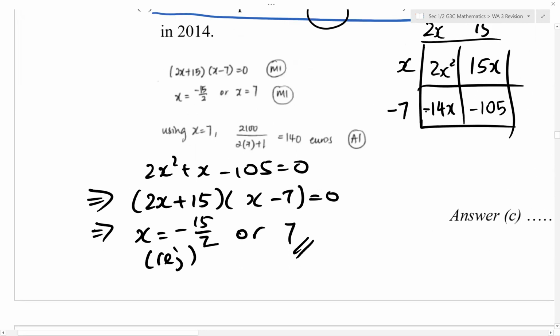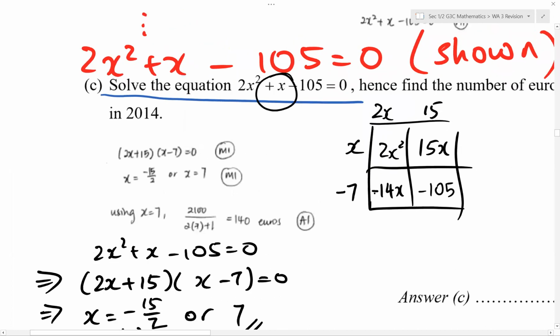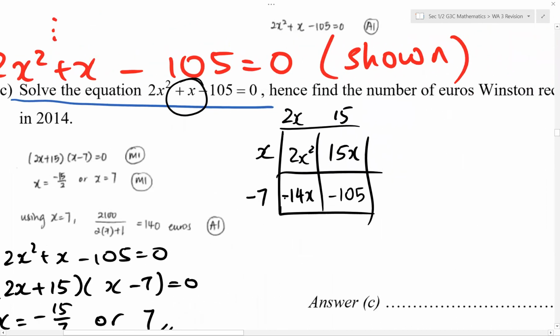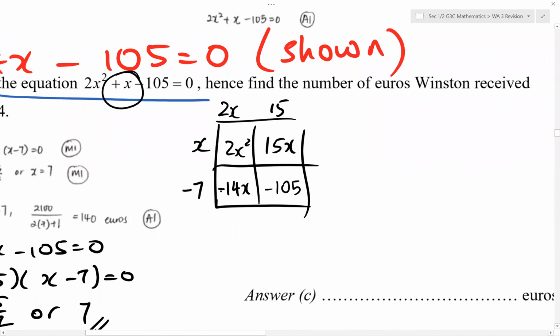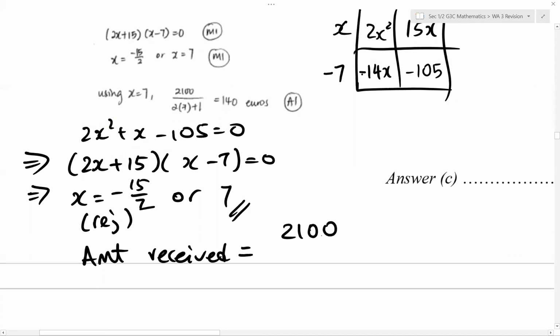And then the final portion says find the number of euros he received in 2014. Then after that, using x equals to 7, earlier on we had an expression for the amount of money received already. Just substitute your x equals to 7 into the original. I think it was the answer in part A or part B. 7 plus 1, 140 euros.